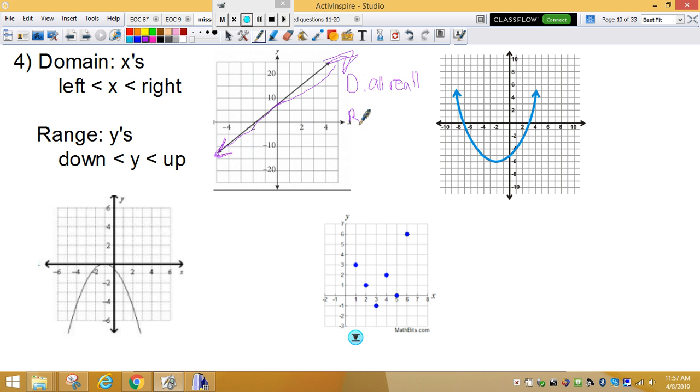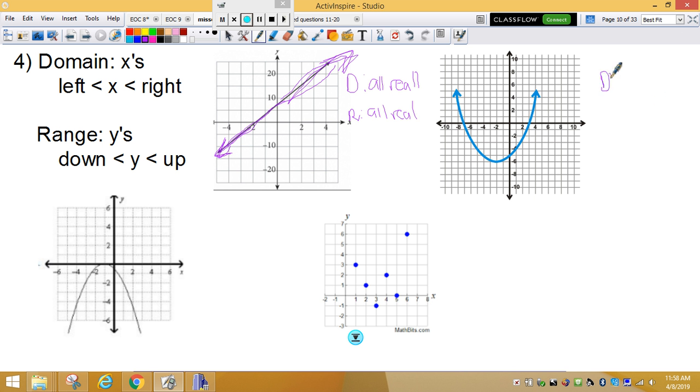Your range goes down to up. Well, it goes down forever. That arrow means it's going to keep going down, down, down. And up, it's going to keep going up forever. So your range is also all real numbers. I love straight lines because straight lines, linear functions, are always going to be all real numbers for both. Okay? All right, let's do this parabola over here.